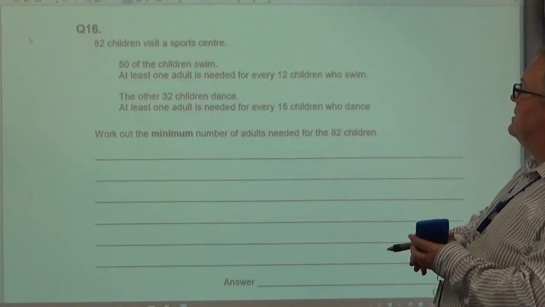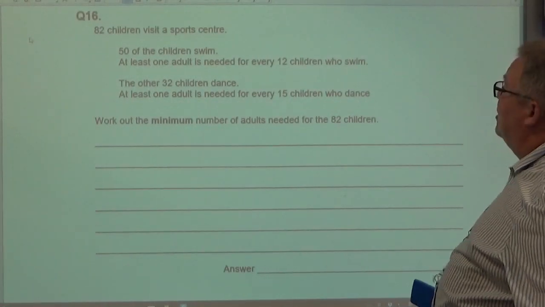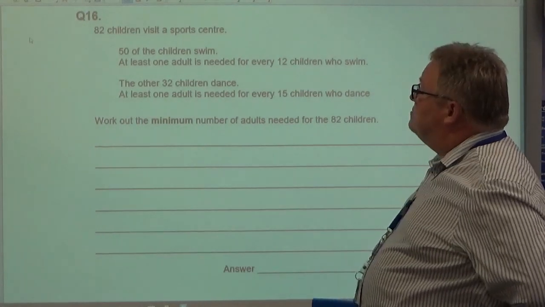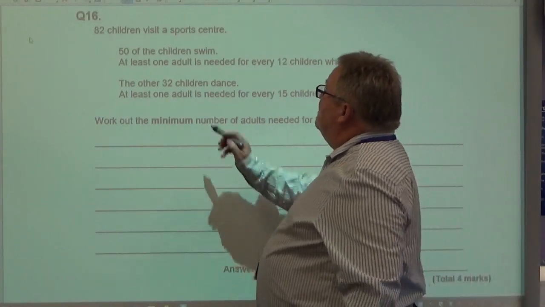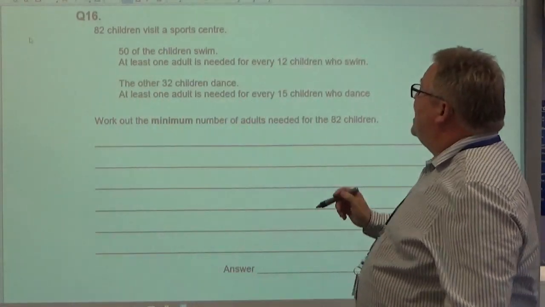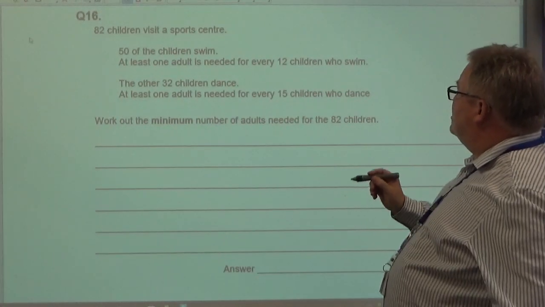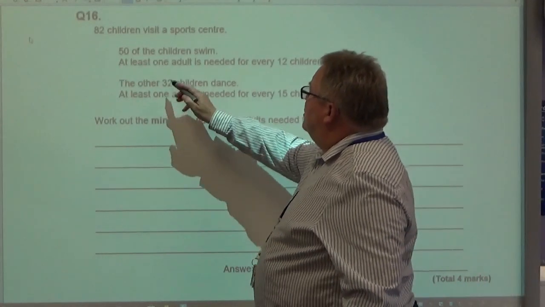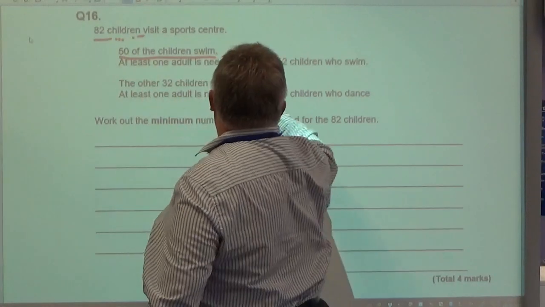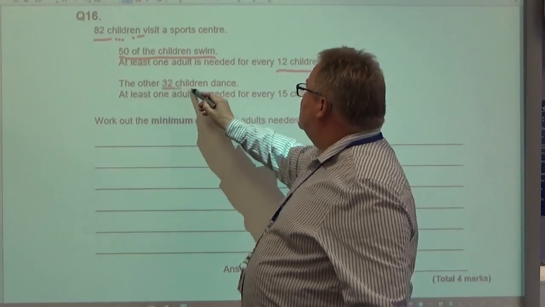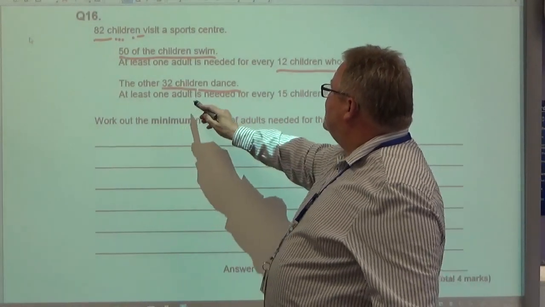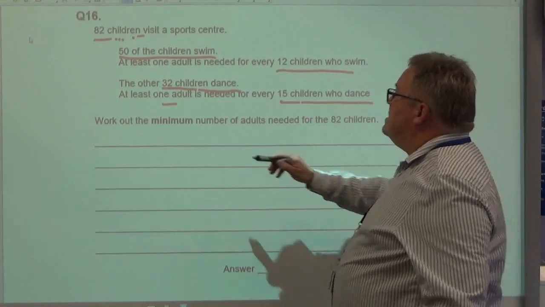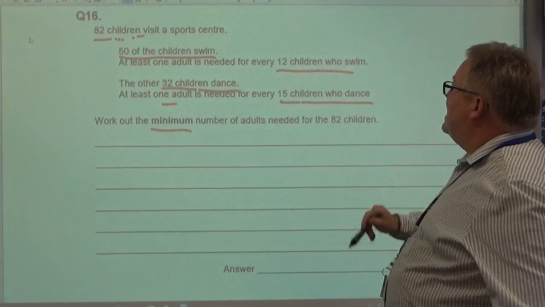Okay, so question 16. 18. These sort of questions come up quite a lot. They're often 5-6 mark questions. This one's a 4 mark question. 82 children visit a sports centre. 50 of them swim. At least 1 adult is needed for every 12 children who swim. The other 32 dance, and they need at least 1 adult for every 15 children who dance. So what's the minimum number of adults needed for the 82 children?